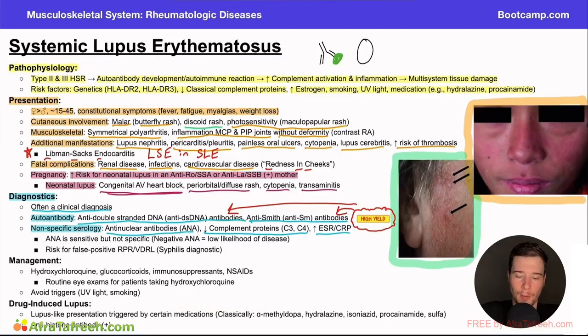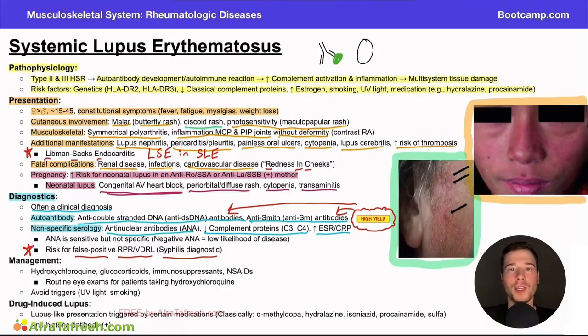Now, one key point I want to mention here as well before we move on is that there's increased risk for false positive RPR and VDRL. And why is this important? Because these are things that we test for syphilis. And this is important because we don't want to confuse a diagnosis of lupus with a diagnosis of syphilis, right? Obviously, the treatments are not the same. But the point here is that the RPR and VDRL antibodies react with something called cardiolipin, which can be seen in a patient who has syphilis.